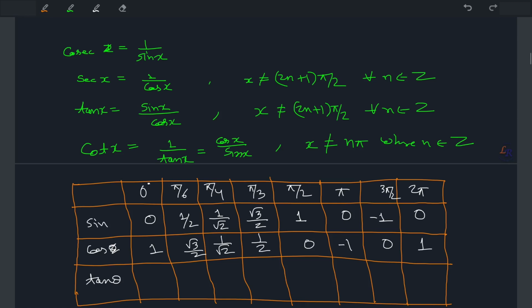And tan, of course, is a ratio of these two, so you can easily make it. It will, of course, be 0. This would be obviously 1 upon root 3, and this would be the ratio here, root 3. Here it would be 1. The bottom is 0, right? So it is not defined.